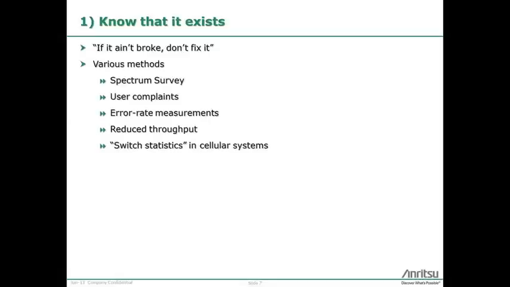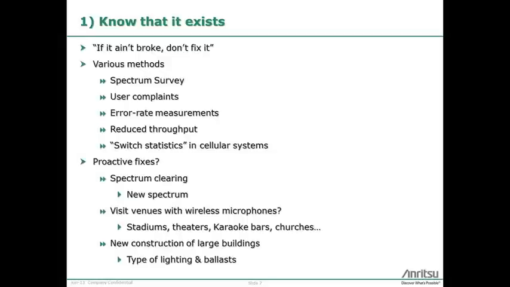So starting with know that it exists. And that's kind of the philosophy, if it ain't broke, don't fix it. We'll talk about other philosophies in a moment, but let's talk about this one first. And there are various methods. We'll go through each of these. We can do a survey. We can use a spectrum analyzer to see what's going on in the spectrum. We can get complaints from users. We can do error rate measurements, especially on point-to-point radios. We can get some indication that the throughput is reduced through a network. And in cellular phone systems, they have a very powerful tool called switch statistics that can tell all kinds of things about what's going on.